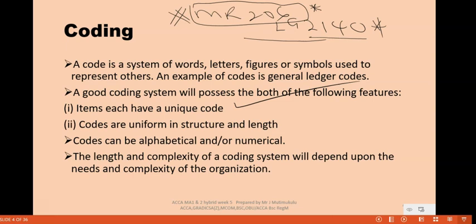But for high value items, a code is going to be given which is unique, that can actually identify that particular product away from the other. So a good coding system should be able to issue unique codes. Then codes are uniform in structure and length.